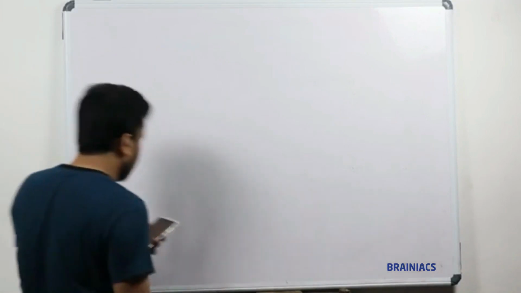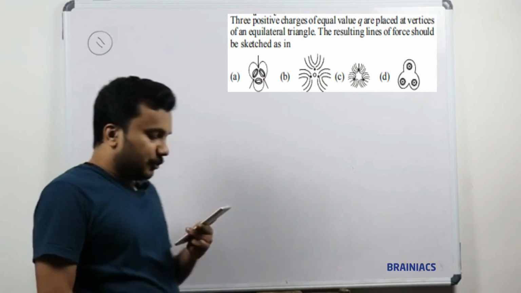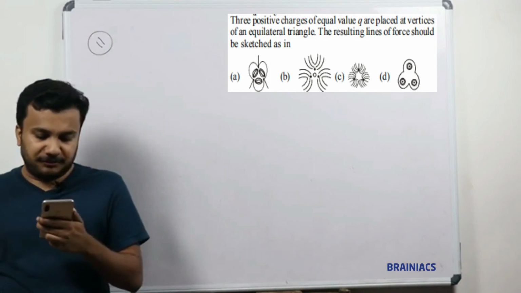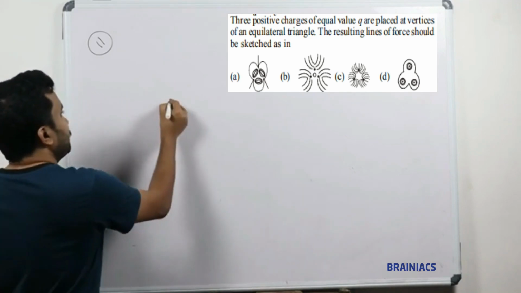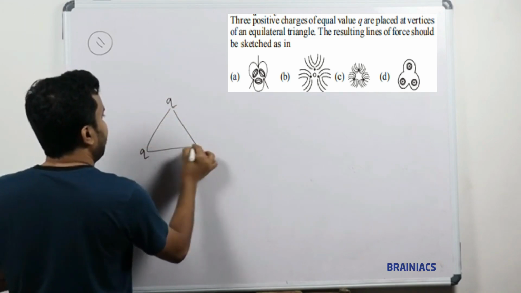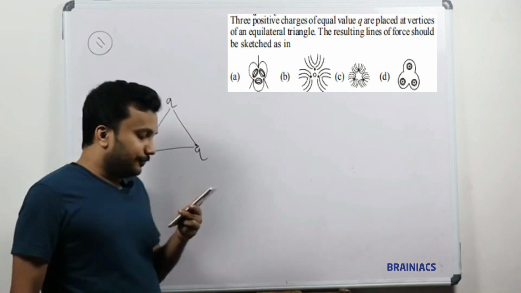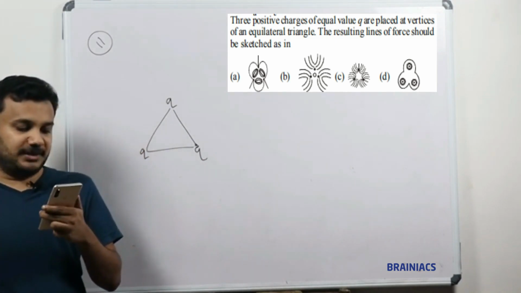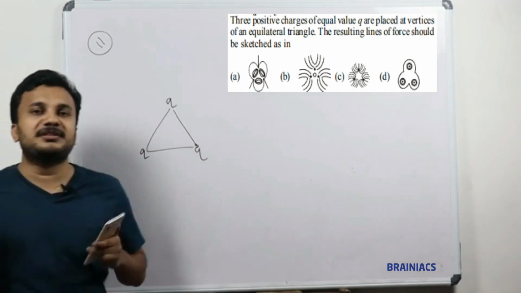Let's move to the next question, question number 11. Positive charges of equal value Q are placed at the vertices of an equilateral triangle. So Q will be here, Q will be here, Q will be here. This is an equilateral triangle, all sides are equal. The resulting lines of force should be sketched as in... which of the following is a correct statement?